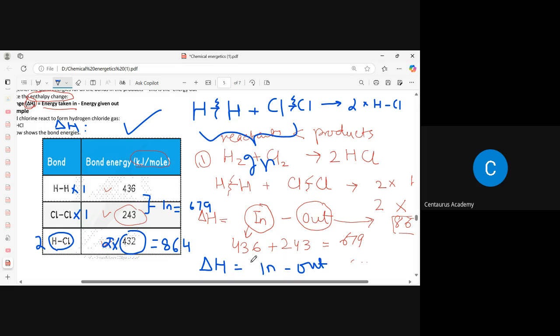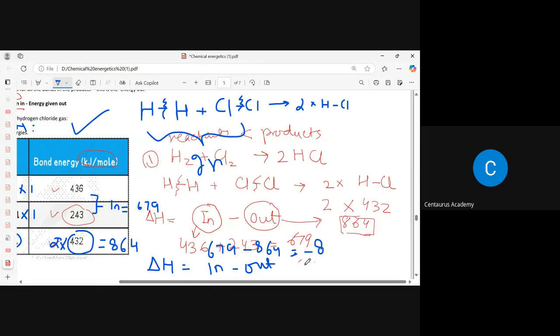You're going to place both of these answers here. That is going to be 679 minus 864. Whatever the answer comes up is going to be your delta H value. What is it? Negative 185. Yes, it has to be. You have to mention this after mentioning all your steps. Lastly, when you mention your answer, negative 185. So the negative sign has to be mentioned, your numerical value has to be mentioned, and lastly, your units. What are the units? They're going to be kilojoules, right?